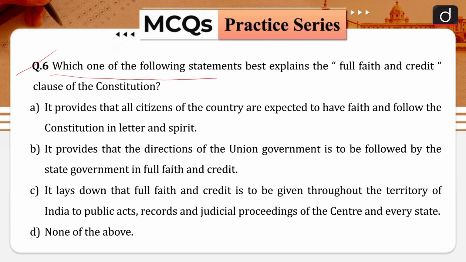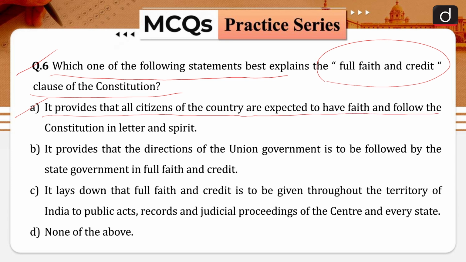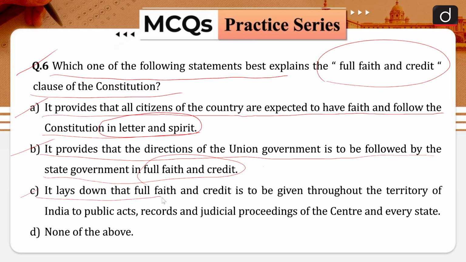Which one of the following statements best explains the full faith and credit clause of the Constitution? Option A, it provides that all citizens of the country are expected to have faith and follow the Constitution in letter and spirit. Option B, it provides that the direction of the union government is to be followed by the state government in full faith and credit. Option C, it lays down that full faith and credit is to be given throughout the territory of India to public acts, records and judicial proceedings of the center and every state. And option D is none of the above. Okay. So your correct answer is going to be option C.